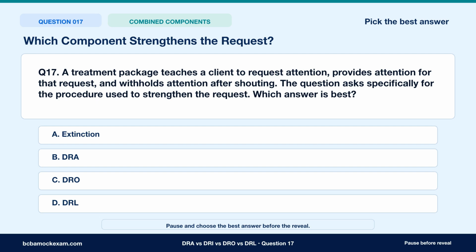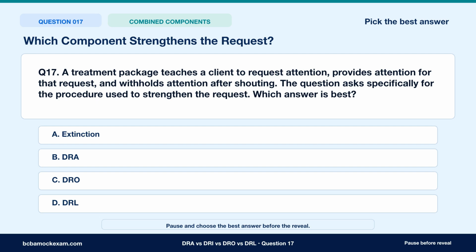Question 17. A treatment package teaches a client to request attention, provides attention for that request, and withholds attention after shouting. The question asks specifically for the procedure used to strengthen the request. Which answer is best? The choices are A. Extinction, B. DRA, C. DRO, D. DRL. Follow the final sentence to one package component.